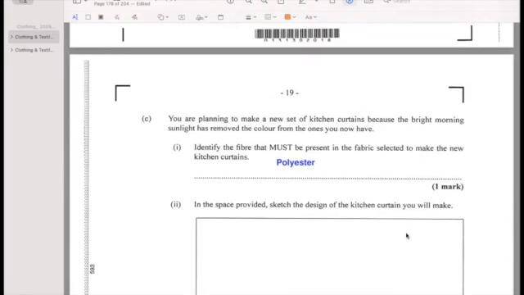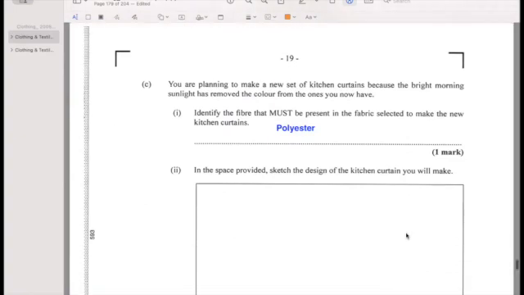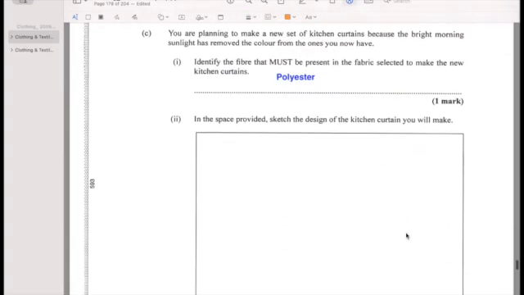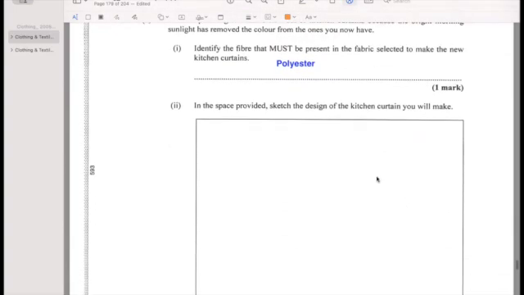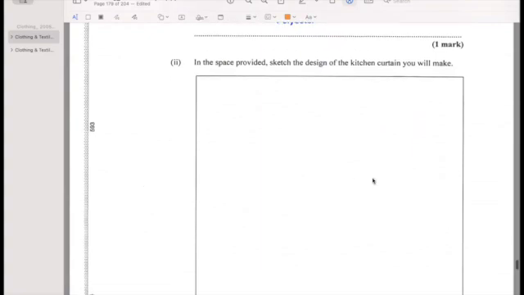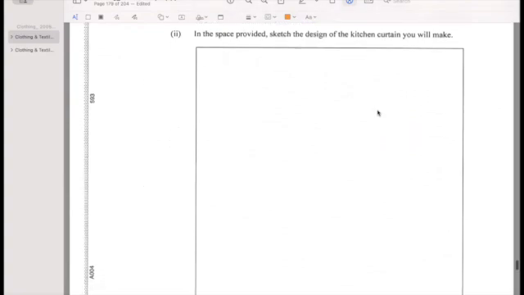Next question. You are planning to make a new set of kitchen curtains, because the bright morning light has removed the color from the one you have. Identify the fiber that must be present in the fabric selected to make a new curtain. So I will use polyester. All right, in the last part of the video, I'm going to show you, they said we need to sketch a kitchen curtain of the one that you will make.